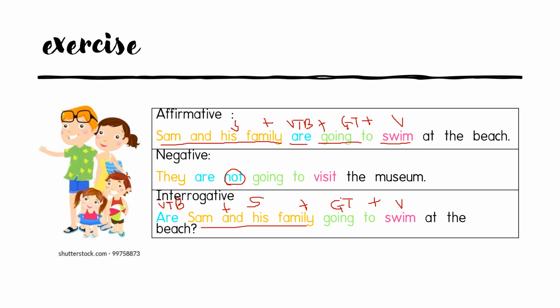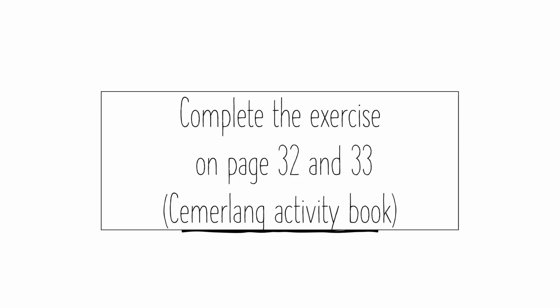Okay, so now let's try to complete the exercise on pages 32 and 33 in the Cemerlang Activity Book. We have marked that earlier before the break. And after you finish doing the exercise, we're going to discuss it via the Telegram group. After we are done, just send the pictures of your completed exercise and then I'm going to mark it right away. So thank you for listening to the explanation video on going to form.